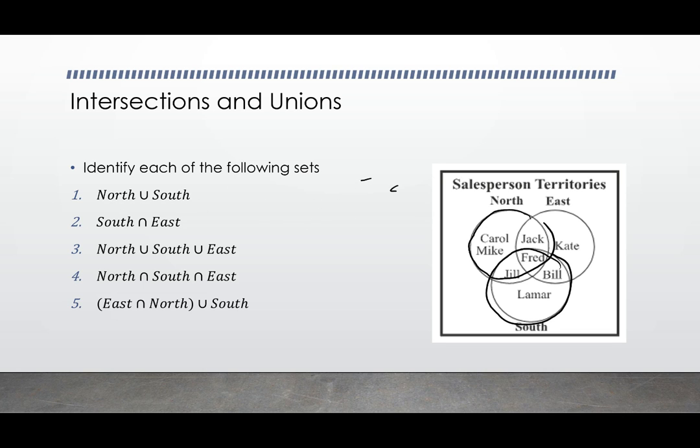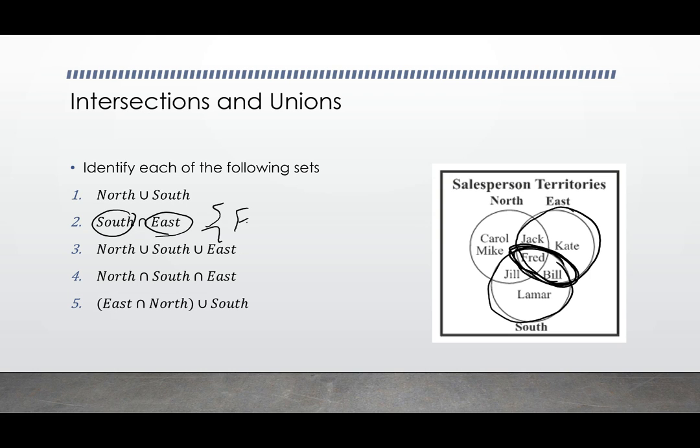I'm going to erase this because it's going to take a lot of space. So then the next one is south intersecting east. So where does south intersect east? South is here and east is here. So the intersection is there, the little football-shaped oval. Fred and Bill. Fred and Bill are the only ones that are both in east and in south. It's the only overlapping region of south and east. Fred and Bill are inside both those circles.